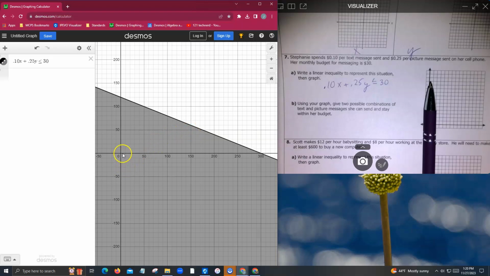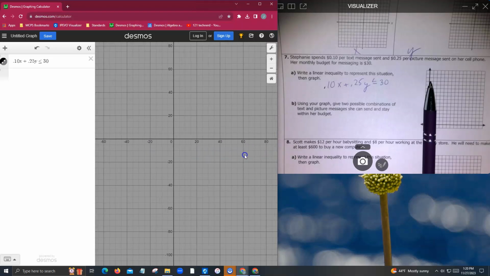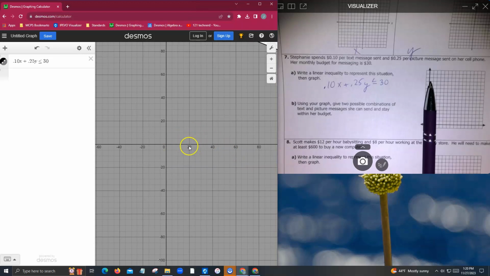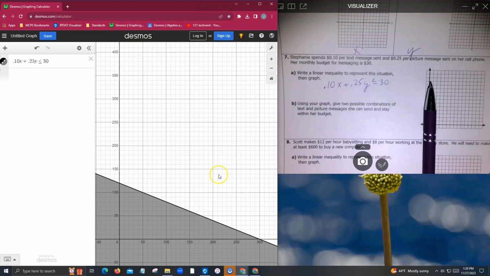It's easier because it's zoomed out a little bit, but you could zoom in even more. If you wanted to be even more specific, you could say, hey, I want to do 40 messages and 30 picture messages. So there's a gazillion different answers. As long as you don't name any points out here, you're good to go. If you had said, hey, I want to send 50 text messages and 150 picture messages, you would be wrong. So as long as you don't pick anything out here in this white area, you're good to go.